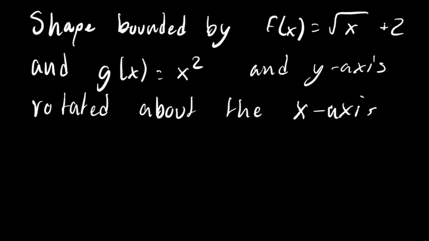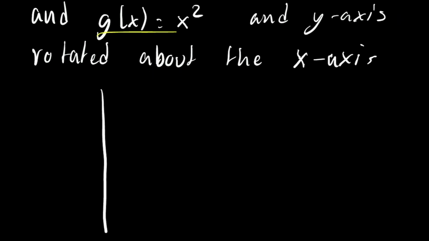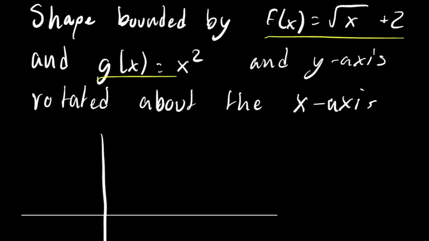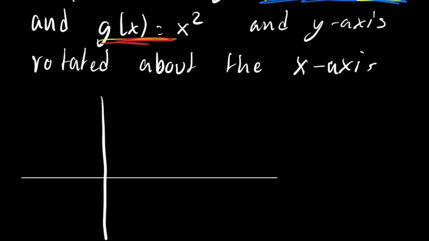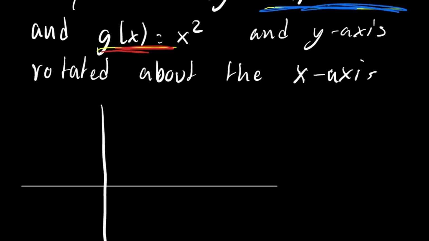All right, so here's the problem. We're actually going to be given two functions, f of x and g of x. So I'm going to draw this out real quickly. So we're going to represent g of x in red and f of x in blue. So g of x is x squared, our lovely parabola. That is not a parabola, that is a line.